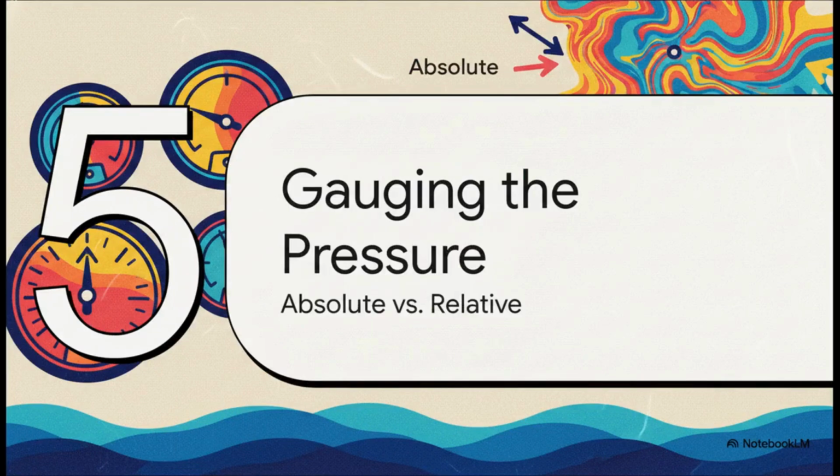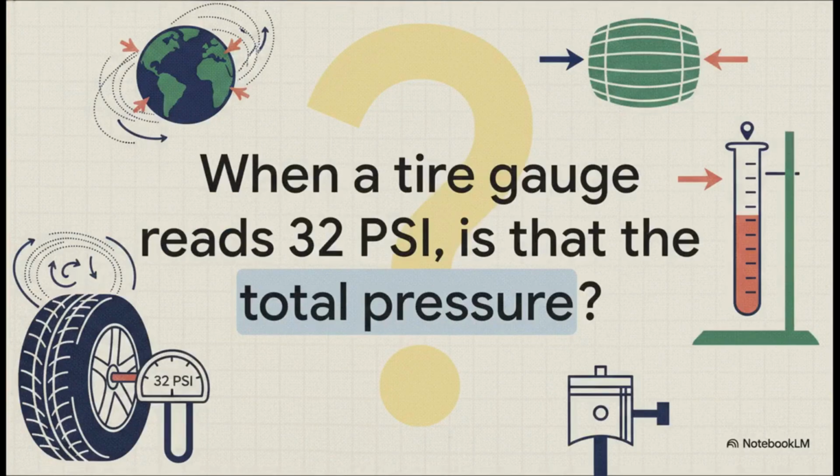This is about actually measuring pressure. Before we finish up, we really need to get clear on how we talk about pressure, because it turns out there are 2 different ways to look at it, and the difference is super important. So let me ask you a question. When you check your tire pressure and the gauge says, say, 32 psi, is that the total pressure inside your tire? It kind of feels like a trick question, and, well, it is.